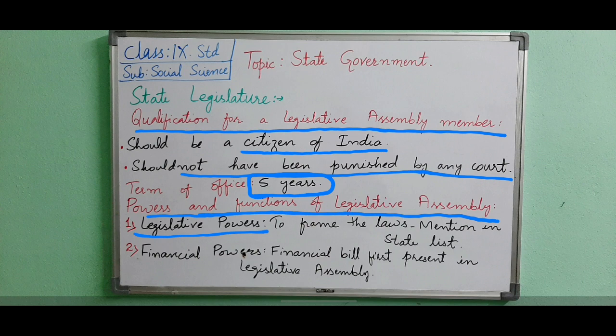The second power is financial power. The Legislative Assembly has greater power than the Legislative Council in the matter of finance. The financial bill has to be first presented in the Legislative Assembly and only then in the Legislative Council. Though the Legislative Council does not have the power to reject any financial bill, it can delay it for 14 days. If the Vidhan Parishad fails to send the bill back within 14 days, it is assumed as passed and forwarded to the governor for his approval.